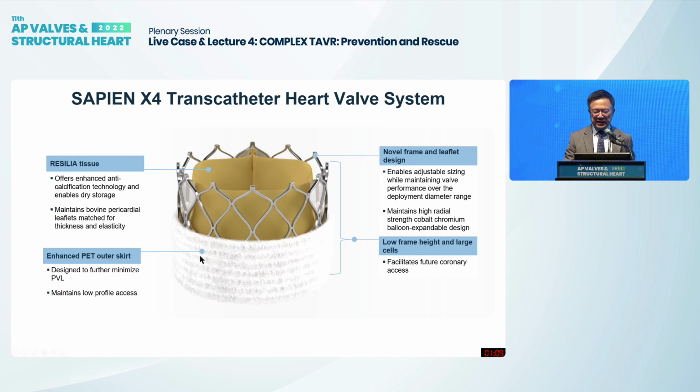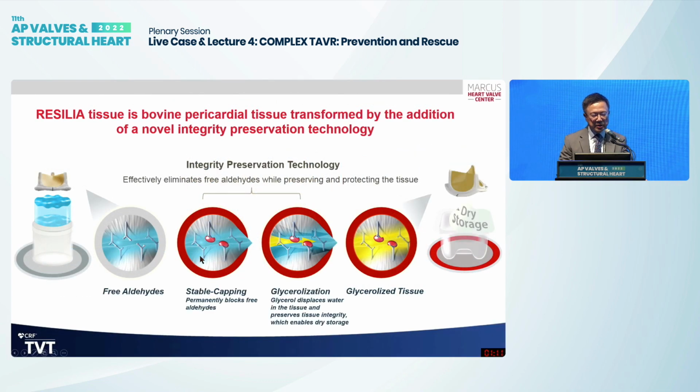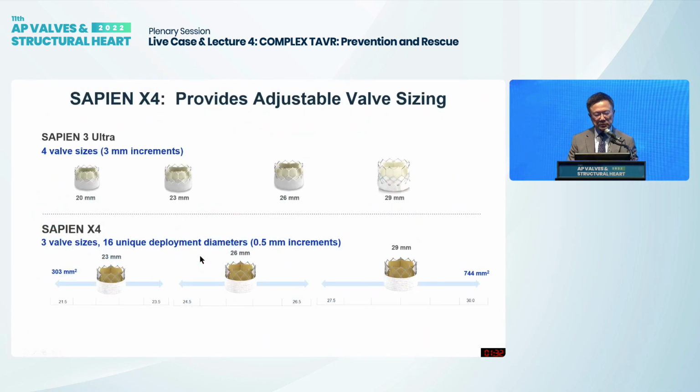I'll go into the sizing a little bit because that's the interesting part. But nevertheless, another interesting part is that these valves have free aldehydes on top. If you can block them and put glycerol on top, these are glycerolized tissue. Now you no longer have to put it into formalin to preserve it. You have a dry valve, so much easier to ship and much easier to preserve.